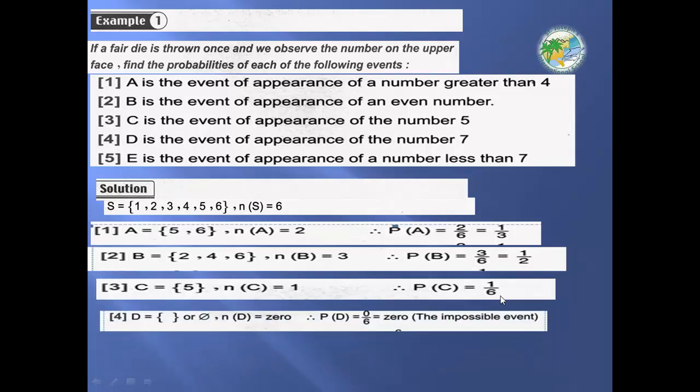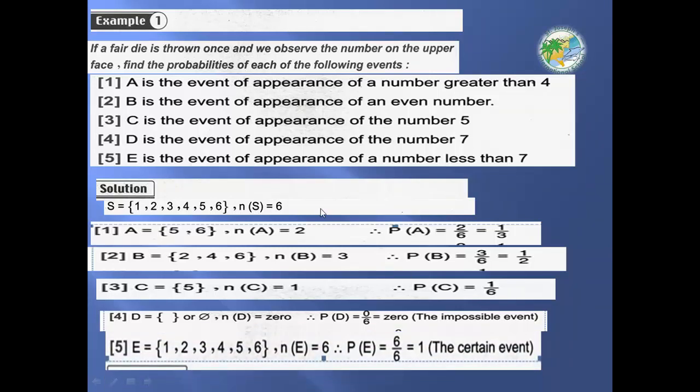Number 4 is the event of appearance of the number 7. Can we see number 7 on the die? Of course not. Then it's the null set. The probability of D equals 0 over 6 equals 0. This is an impossible event.